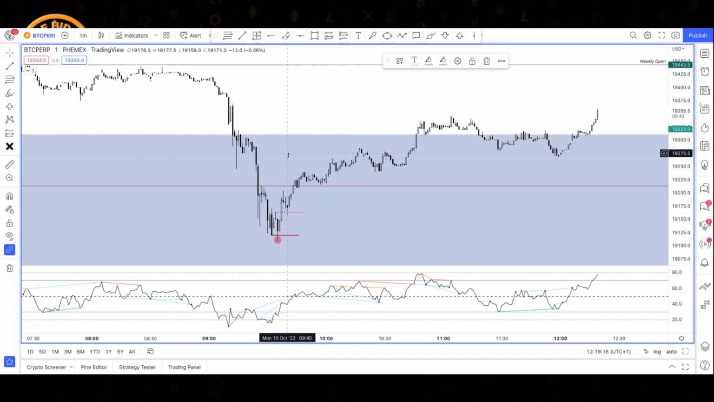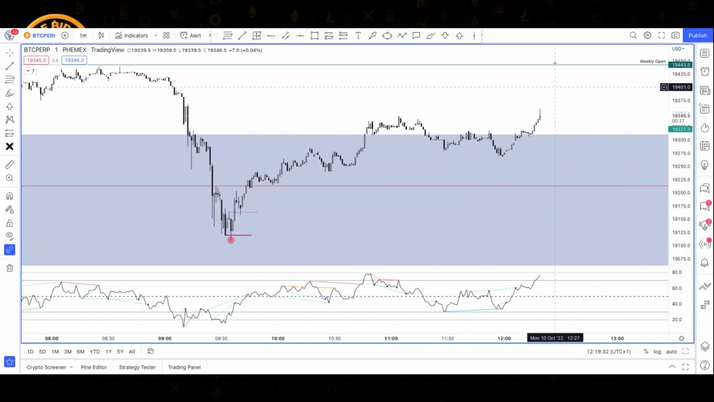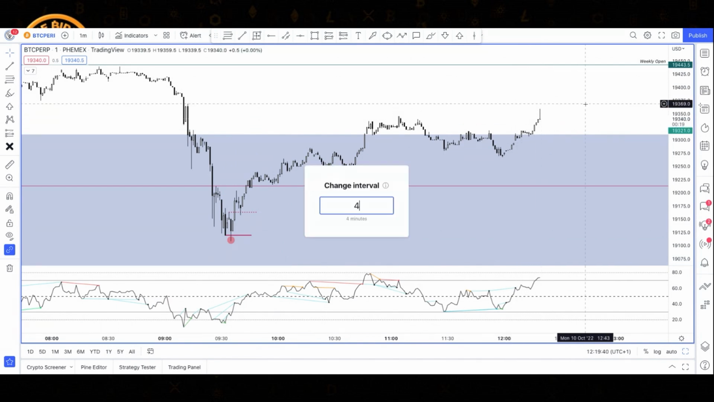Either that, or you could look for a pullback to the fair value gap. Again, you're waiting for your market structure break, which actually happens a little bit later. So you get your high, your low, and a break of this high here. Then you're waiting for price to come back to your fair value gap. But what we do have here is a really nice clean upside target, and moving away, retaking these highs here, I would expect us to push up into the weekly open.